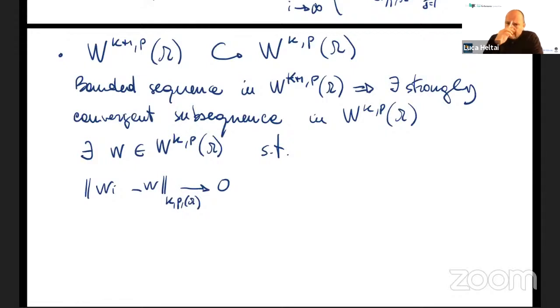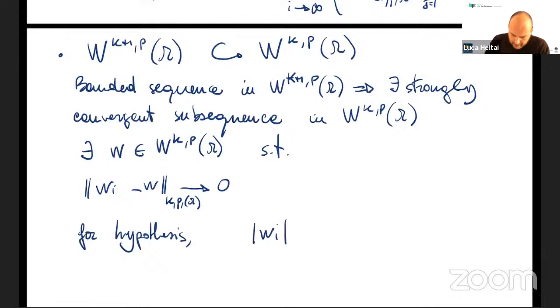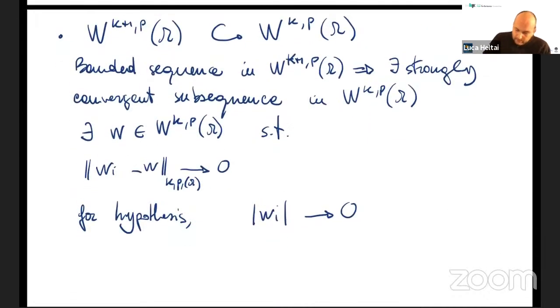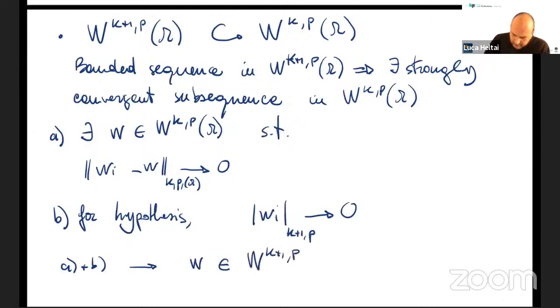And moreover, what we can say is that since it's strongly convergent in W^{k,p}, we also have by hypothesis that the semi-norm of w_i converges to zero, and this is because this is what we asked in this part of the hypothesis. So we are saying that this is converging to zero. And also this is w_i in W^{k+1,p} converging to zero. So this is step A. Step B, then A plus B implies that w belongs to actually W^{k+1,p}, and that the norm of w_i minus w in the entire W^{k+1,p} goes to zero.